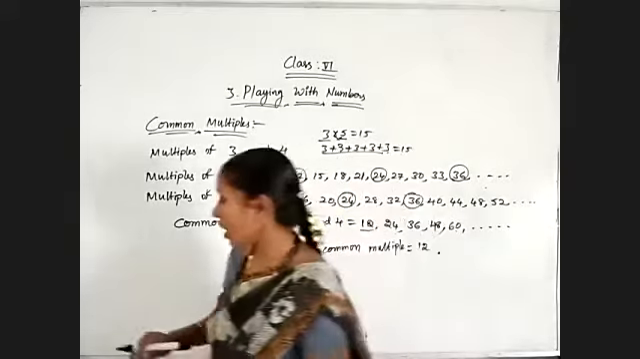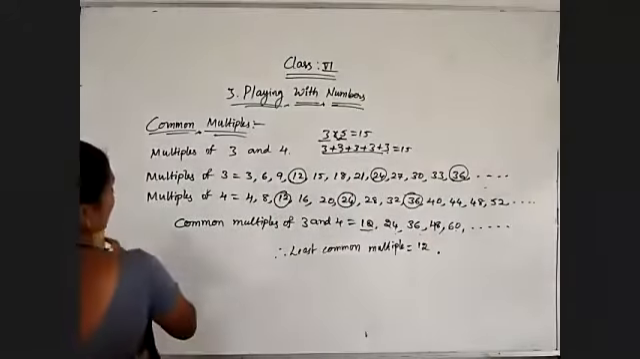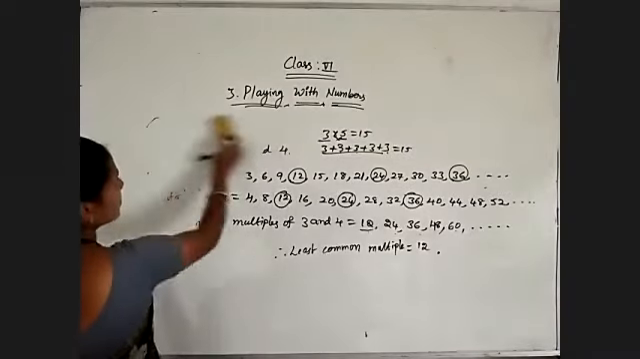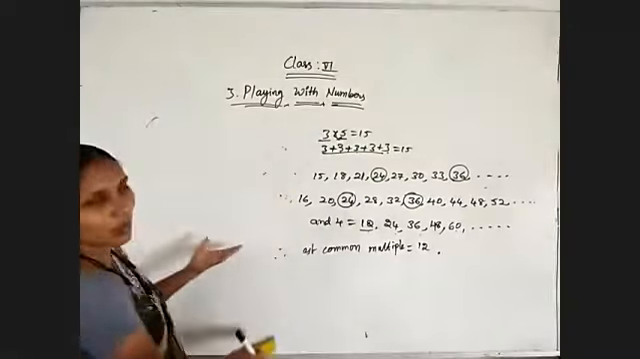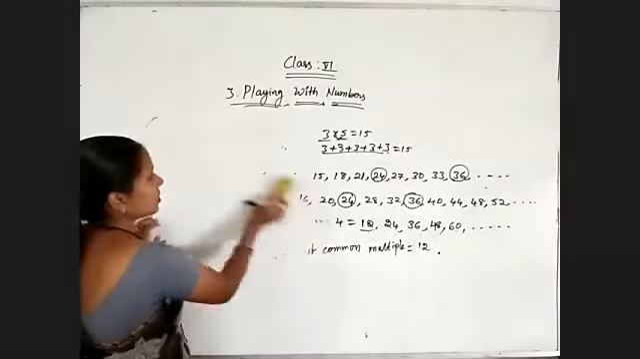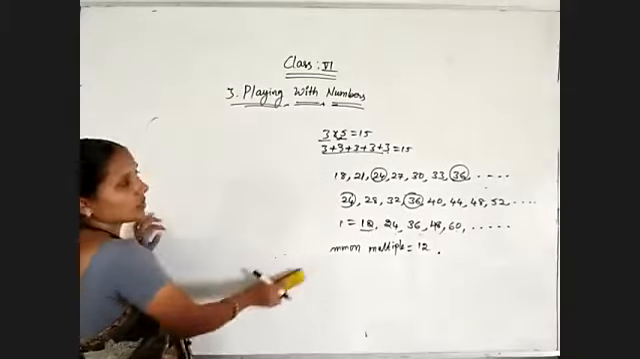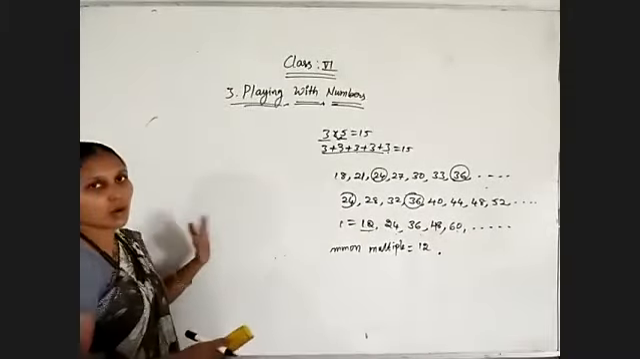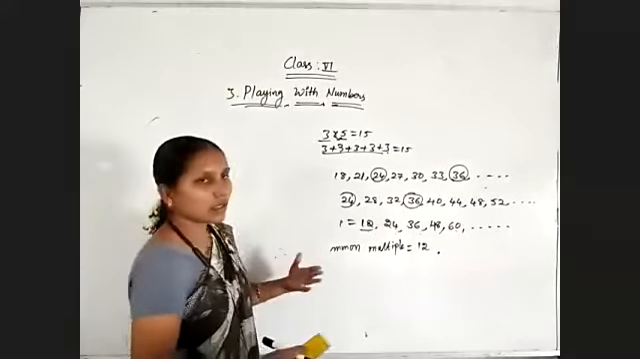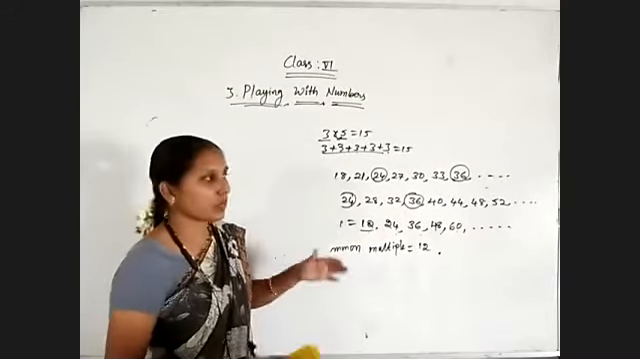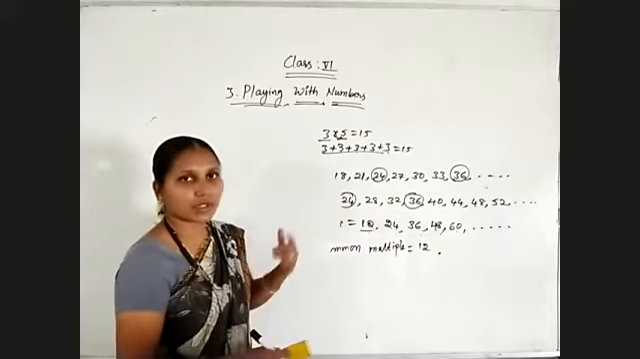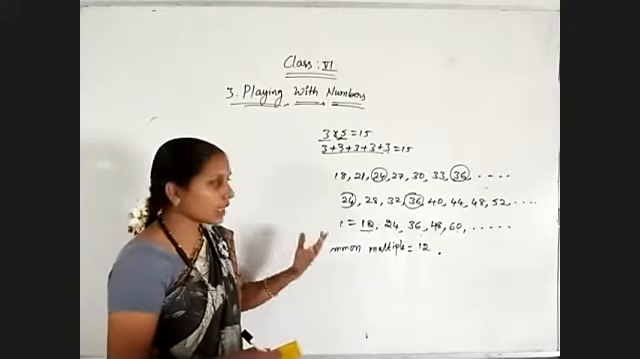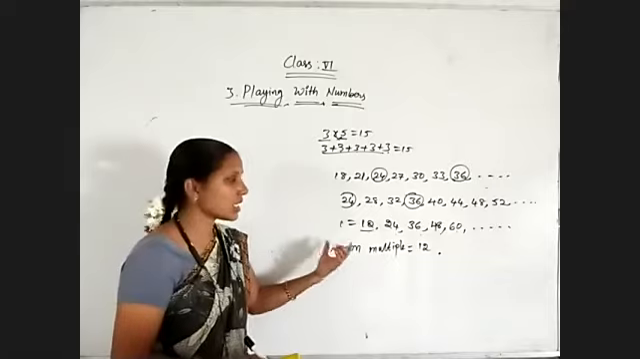Okay, now coming to LCM, least common multiple. I hope you understood what common multiples are. The multiple which is common to the given numbers is known as a common multiple, and what is the least common multiple? Several multiples we will get for the given two numbers. In that, what will be the least value? That is the least common multiple.